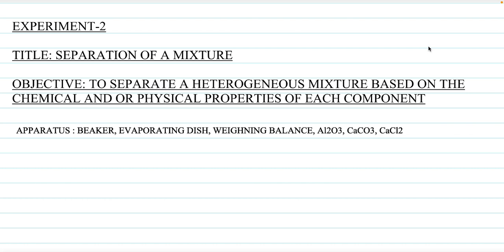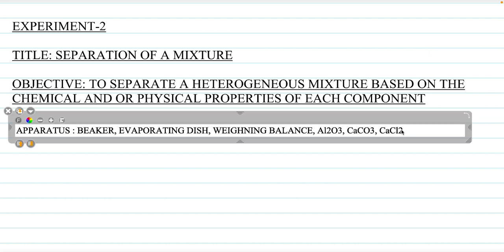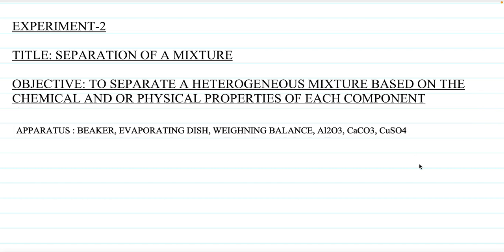The apparatus we made use of, based on the information I gathered so far: beaker, evaporating dish, weighing balance, aluminum oxide, calcium carbonate, and calcium. This is not calcium chloride, but instead copper sulfate. So you can add any other one you think you made use of in the lab. The list is endless, and do not forget to add your dates. Very, very important.